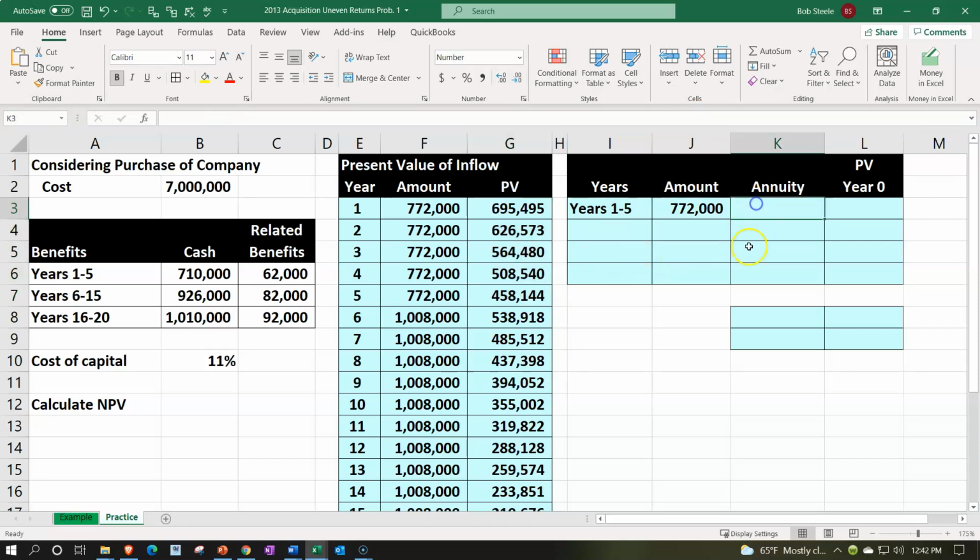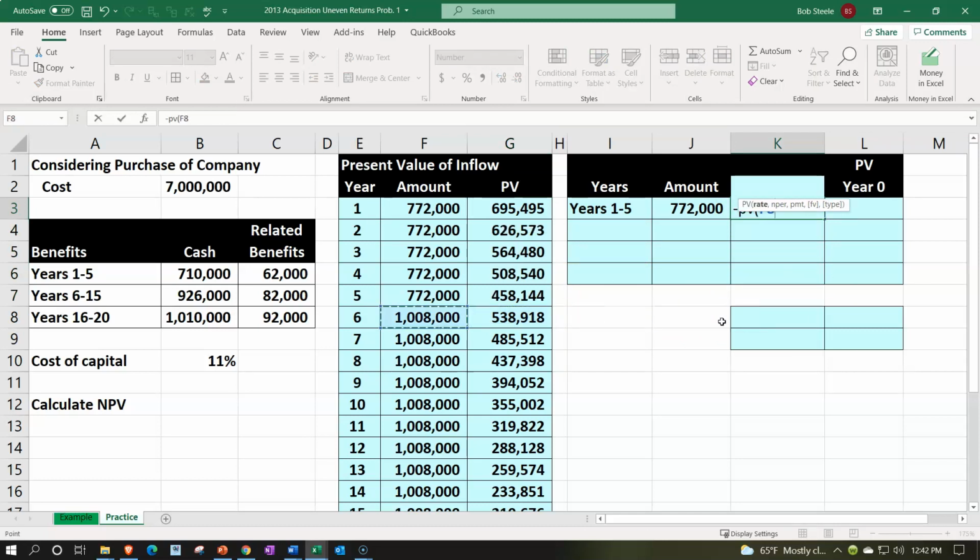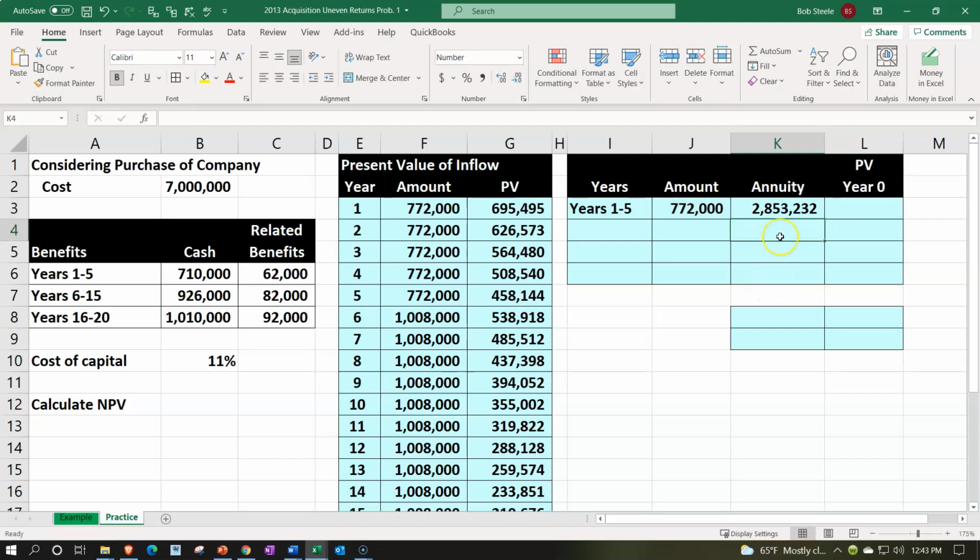We're just going to do this by saying negative present value, shift 9, rate 11%, comma, number of periods is now going to be 5, which I'll hard code this time, and then comma, and the payment is going to be that 772. We're using the payment because now we're using an annuity calculation instead of a present value of 1. So if I had that same payment for 5 periods, then we would be at 2,853,232, which I think should equal these 2,853,232. So that's good, and that's the same thing over here at present value of 0.